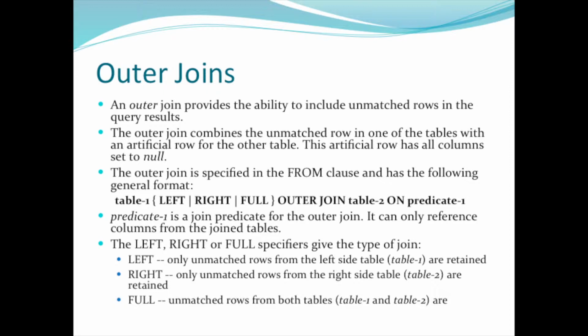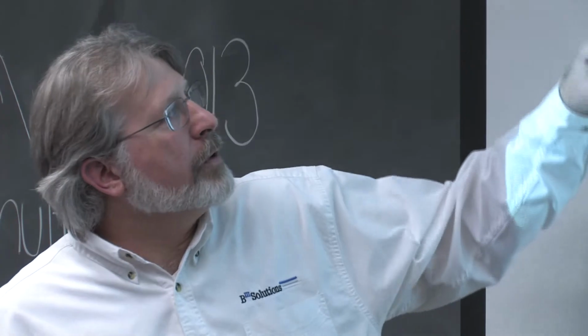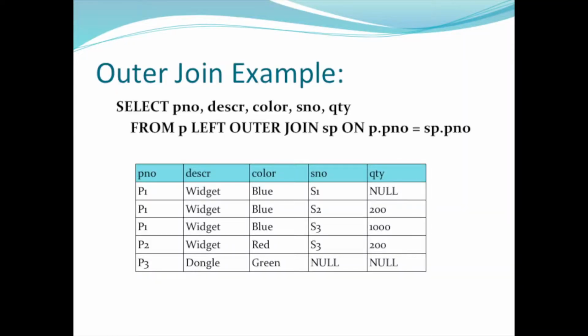But there are various types of outer joins. You've got left, right, and full. And whichever parameter you use there will determine which table brings back everything and which one brings back the arbitrary values.